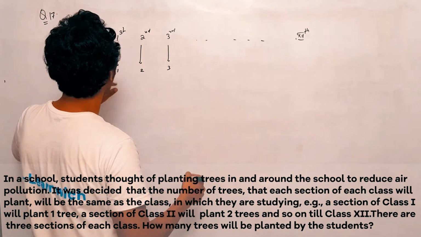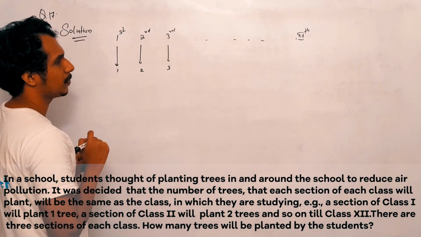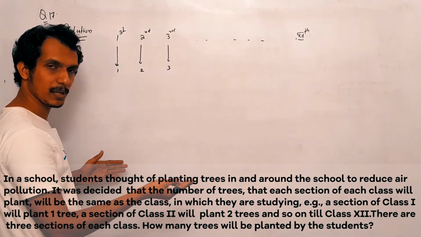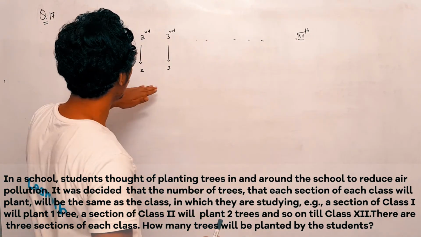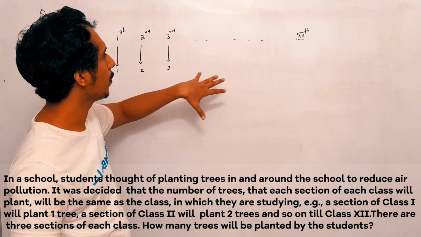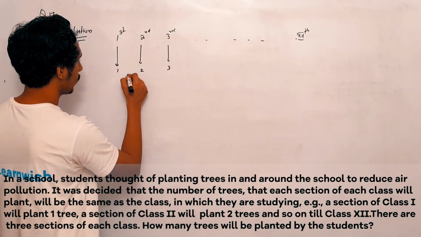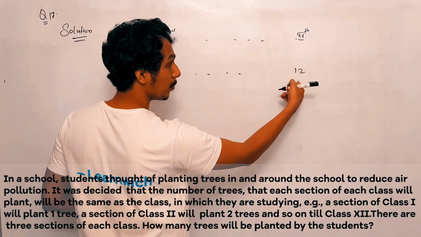But they also tell you that there are 3 sections. So there are 2 ways of doing it. Either we can find the sum and simply multiply by 3, because we look at how many trees will be planted by each section. So what is A here? This will be 1, 2, 3, etc., up to the 12th standard students planting 12 trees.